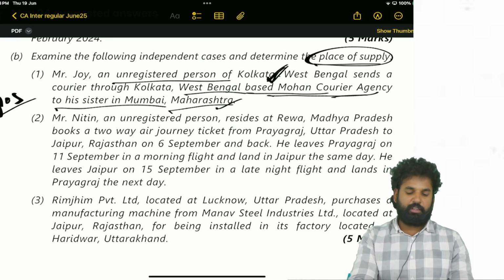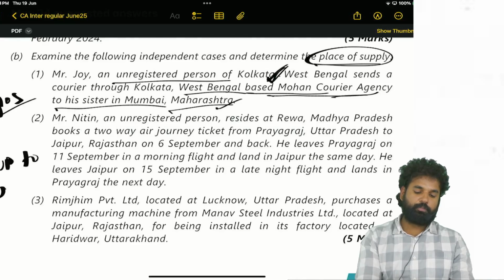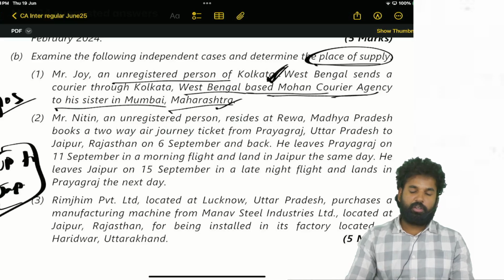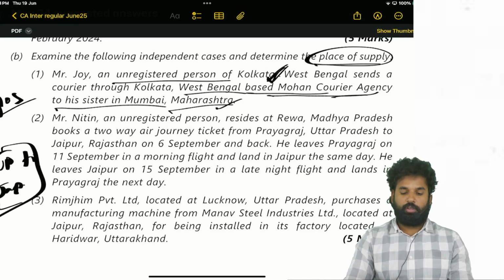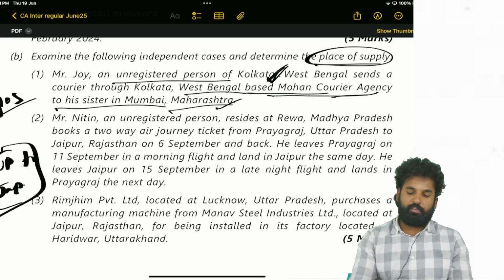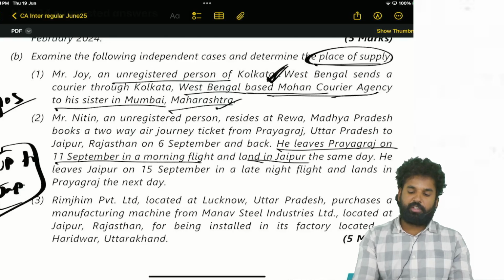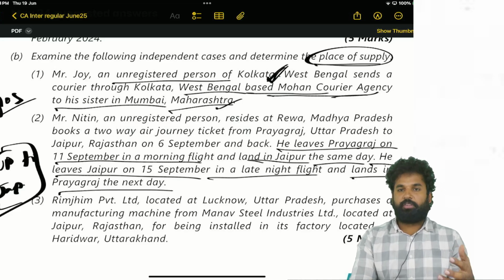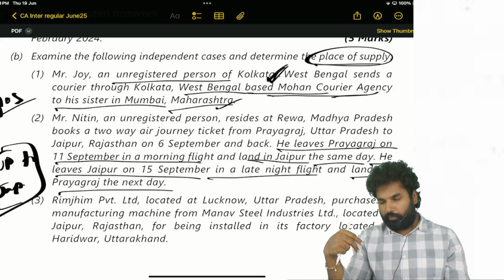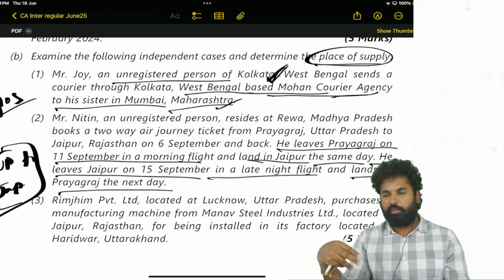Correct? Next, Nitin, an unregistered person, resides at Rewa, Madhya Pradesh. Books a two-way air journey ticket from Prayagraj, Uttar Pradesh to Jaipur, Rajasthan. So whenever there is a transportation of passenger service, what is the place of supply? Place where the passenger embarks. So he leaves Prayagraj on 11th September in morning flight, lands in Jaipur the same day, leaves Jaipur on 15th September in late night flight and lands in Prayagraj the next day. So now the place of supply will be, for first journey Prayagraj, for second journey Jaipur. From Jaipur to Prayagraj he is coming back. So for each journey, it has to be taken separately, place of supply.